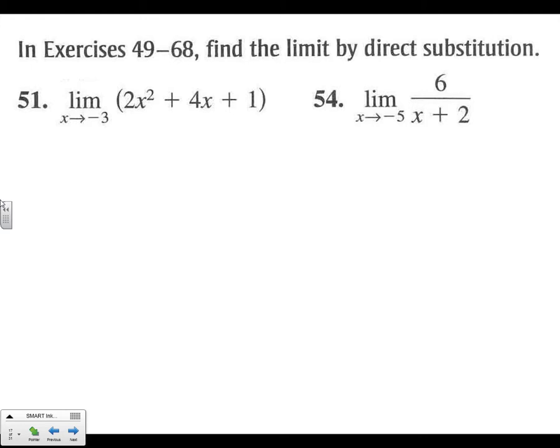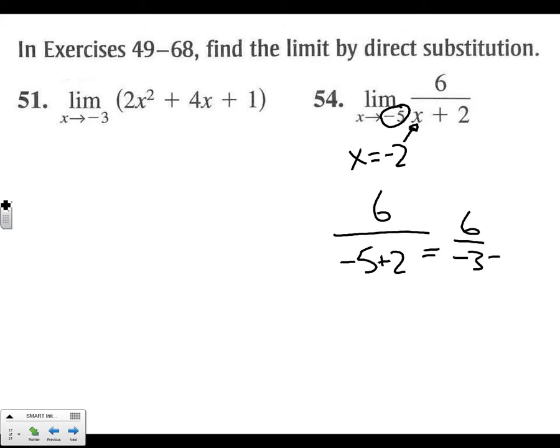Our last section is direct substitution, and this is the easiest part of all. All you need to do is plug in the values if they work. Okay, so you can do direct substitution for every number in this problem except for x equals negative 2. Because if you plug negative 2 in there, you'd have 0 in the denominator, nothing would work. But negative 5 is just fine. Let's plug it in. 6 over negative 5 plus 2 is 6 over negative 3, which is negative 2. That's your answer. Just that quick and painless.